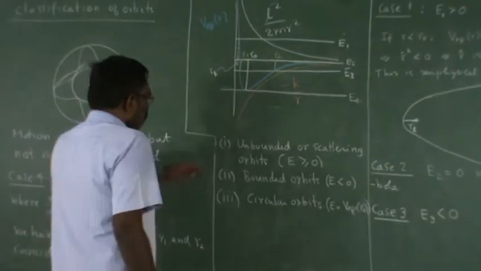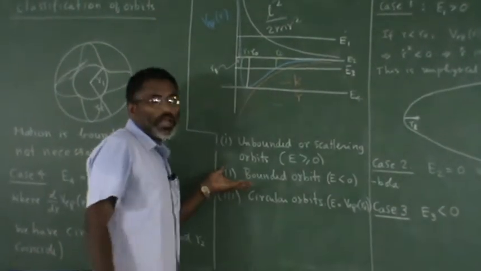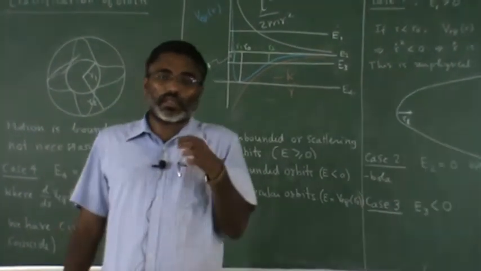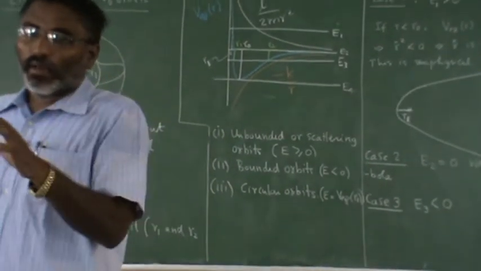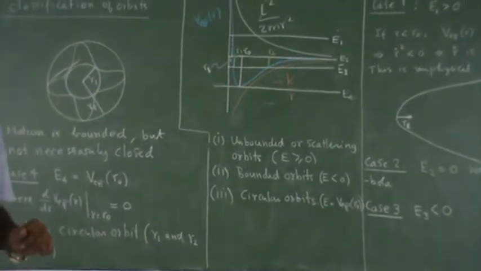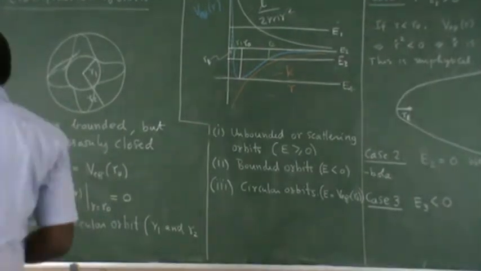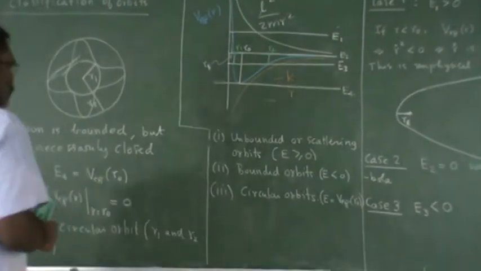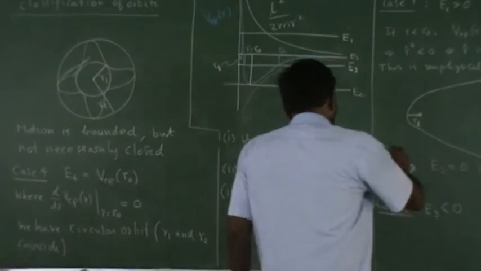Now this classification, we have obtained by using the minus k by r potential. But this is fairly general for any potential which has the following behavior.